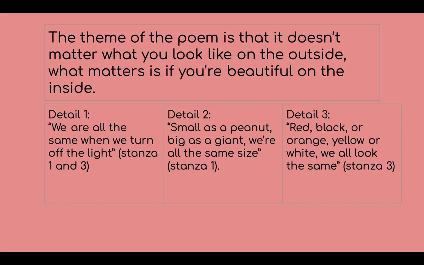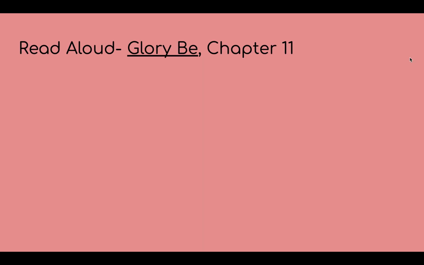So you will be reading a poem called Grown Up, and you will be filling out a tree map like this one in order to determine the theme and supporting details. For our read aloud today, I'll be reading Glory Be Chapter 11, but I will not be finding the theme. That was just for poems today.